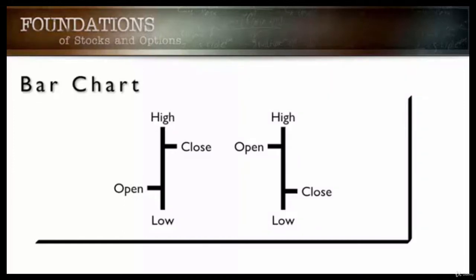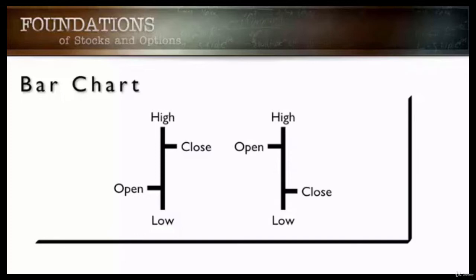So this first bar that you see here on the left, this has a higher close than open. The reason we know that is because the closing price is higher than the opening price, and that's indicated moving from left to right with the open, then on the vertical axis, the high and the low, and then of course the close on the right side.